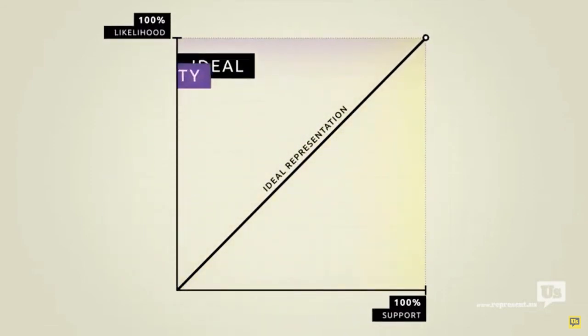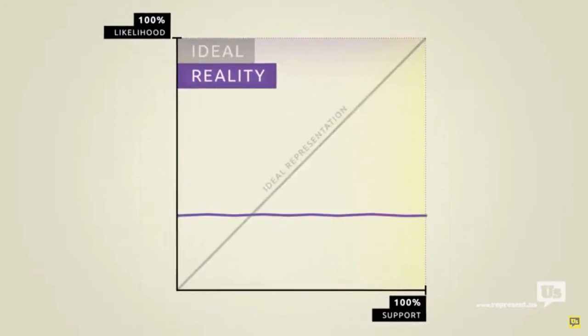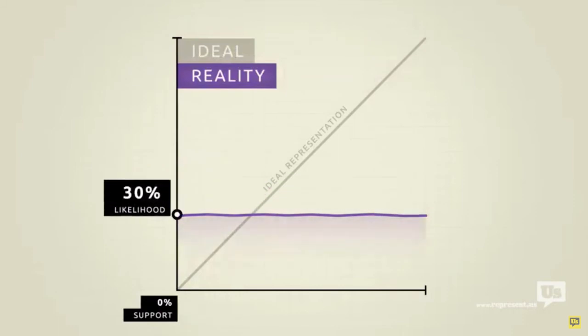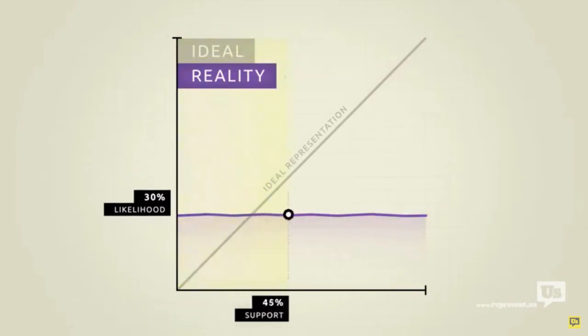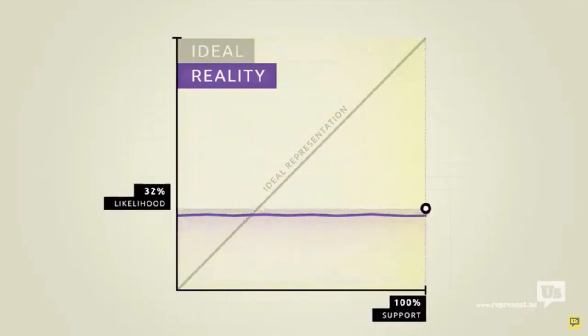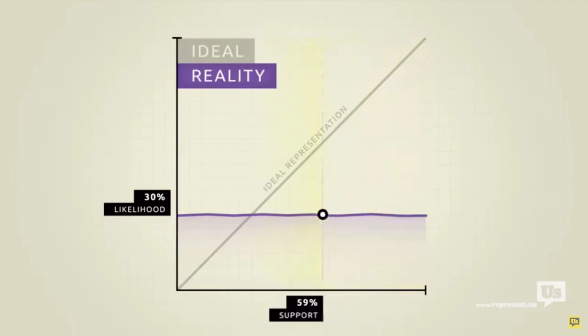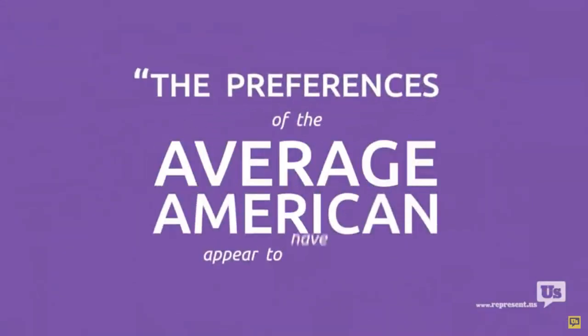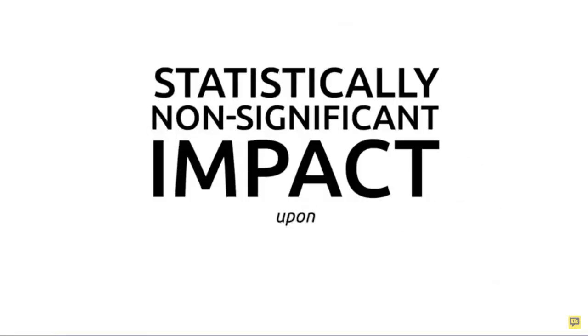Unfortunately, the way America actually works doesn't even come close. Take an idea that nobody supports, literally nobody, and it has about a 30% chance of becoming federal law. Now, take an incredibly popular idea, the most popular idea this country has ever seen, and there's also about a 30% chance of it becoming law. This means that the number of American voters for or against any idea has no impact on the likelihood that Congress will make it law. Put another way, and I'm just going to quote the Princeton study directly here, the preferences of the average American appear to have only a minuscule, near zero, statistically non-significant impact upon public policy.